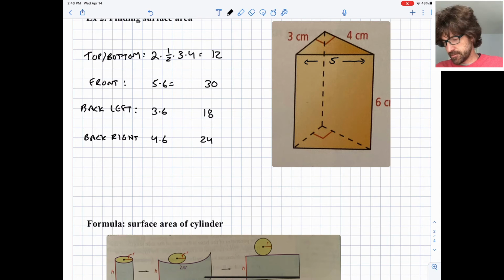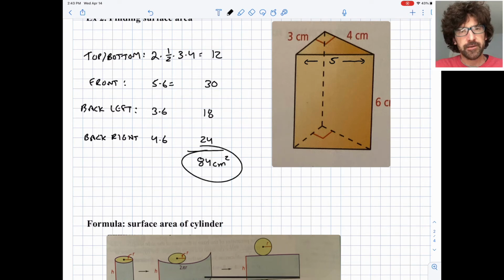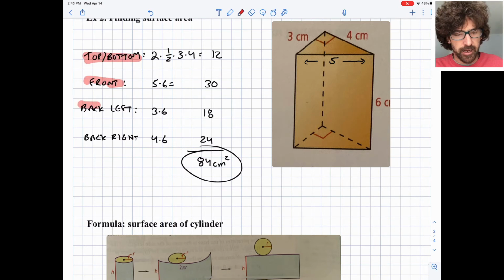Let's add those all up. And I get a grand total of 84 square centimeters. So we needed to use the Pythagorean Theorem there, but more importantly, you need to keep track of the pieces that you're calculating.